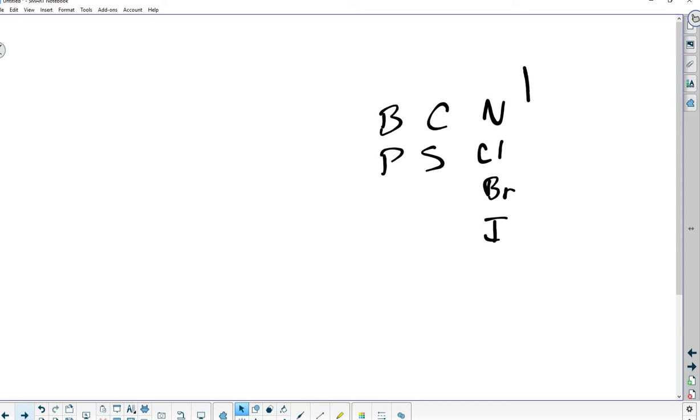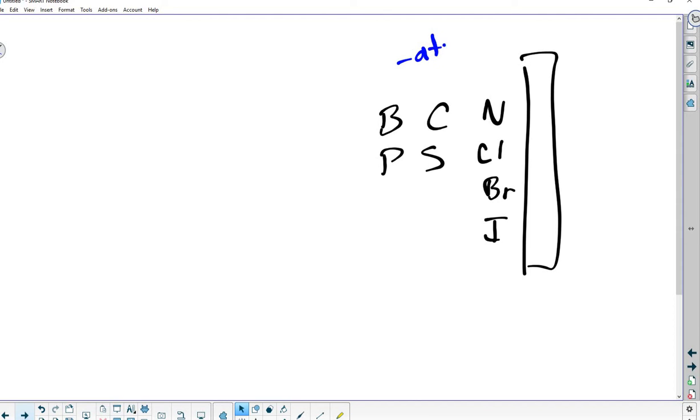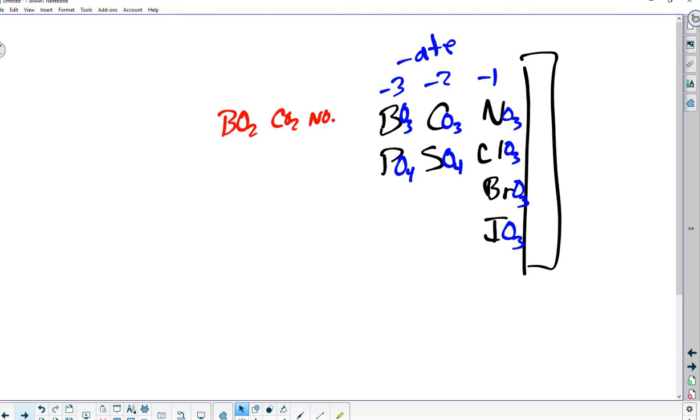And these are our noble gases over here. So to be -ates, this would be BO3, CO3, NO3, ClO3, BrO3, IO3. But when we get to P and S, they get 4. The ones in this column are -1, -2, -3. If I take one away from what's there, it becomes BO2, CO2, NO2, ClO2, BrO2, IO2, and PO3 and SO3.